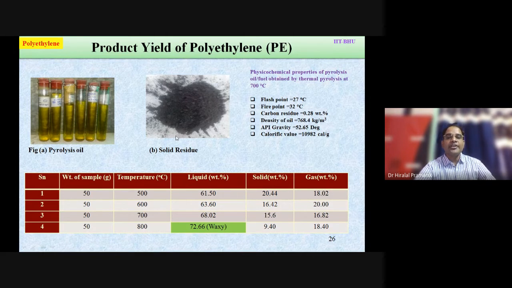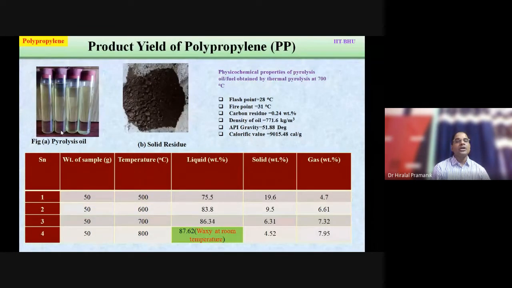So this is the solid residue, black char, and the pyrolysis oil you can see as a liquid product, a little brownish. But as we used polyethylene, the color is different from polypropylene, because of the different composition of hydrocarbons present in the oil. Again here, with the increase in temperature up to 700 we get liquid, and a high yield of 86, but the highest yield was obtained at 800, which is waxy in nature. At room temperature it freezes, it solidifies. So what is the reason?